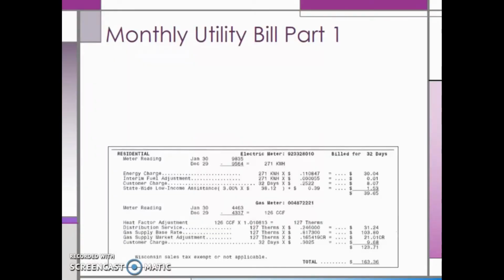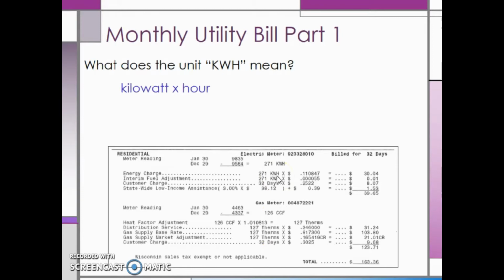In this video, we will take a look at a utility bill and investigate all of the information it tells us. First of all, we want to know what kWh means. We see the kWh next to some of the numbers on this bill. kWh stands for kilowatt hour, or kilowatts multiplied by hours.